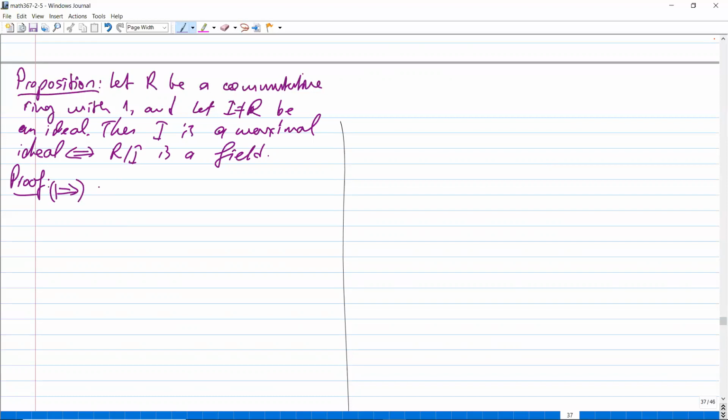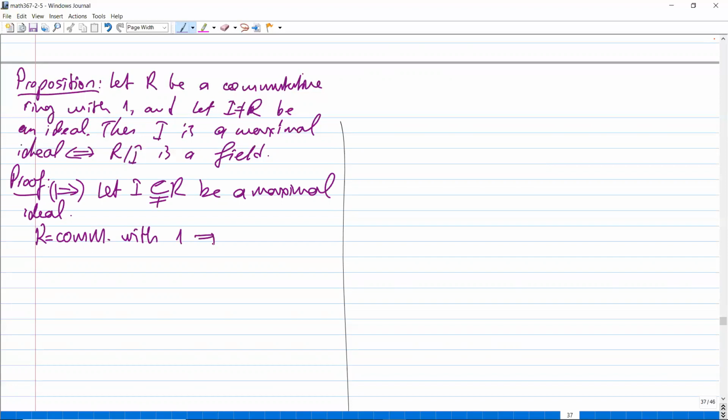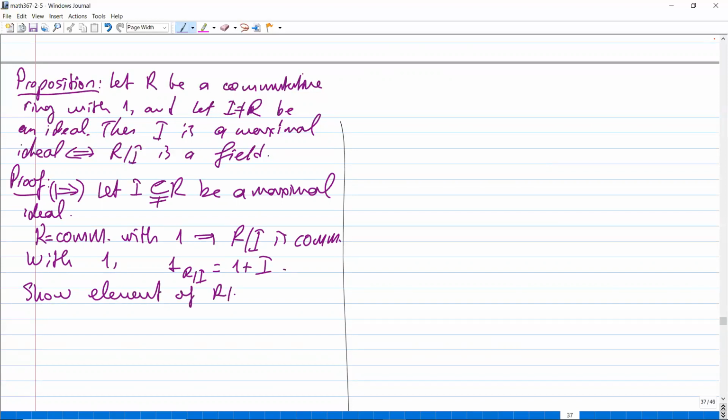So let I be a maximal ideal. Since R is a commutative ring with one, this R over I is commutative with one, and the one of R over I is, remember, 1 plus I. Okay, we need to show that every non-zero element of R over I is a unit.